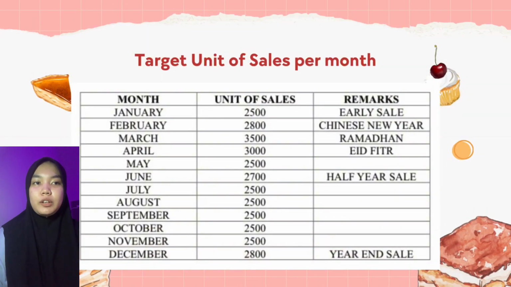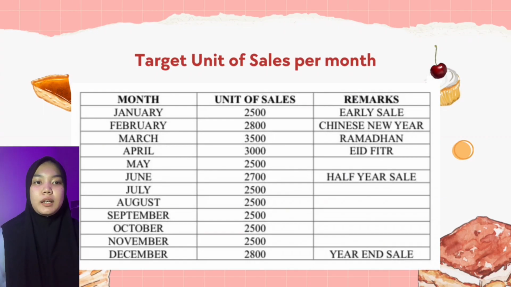Next, for target unit of sales per month, starting with January, the unit of sales is 2,500, and February increases to 2,800 because we have Chinese New Year. Next, for March, we increase it to 3,500 because in Ramadan people tend to find some snacks.